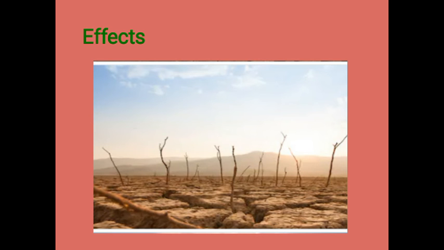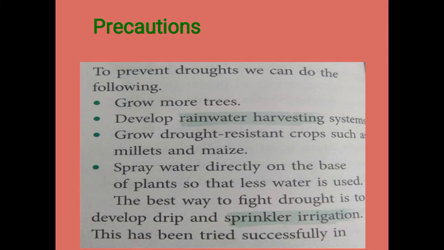Now, what are the precautions? To prevent droughts, we can grow more trees and develop a rainwater harvesting system. Do you remember, children? It means collecting and storing rainwater for cultivation. Grow drought resistant crops such as millets and maize, which can be grown with less water also. Spray water directly on the base of the plant so that less water is used.